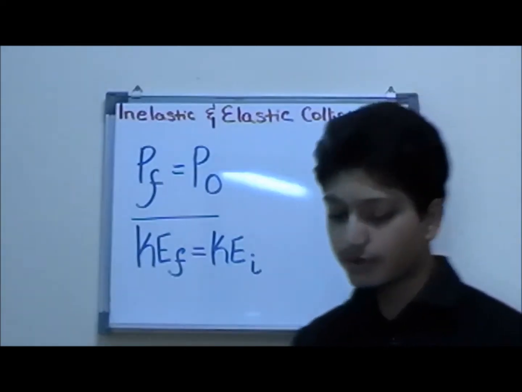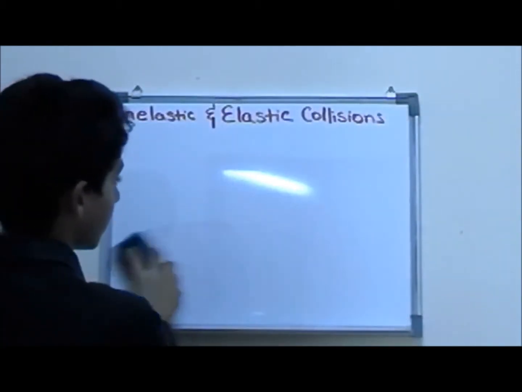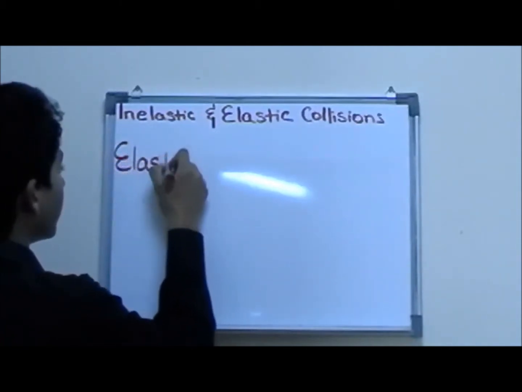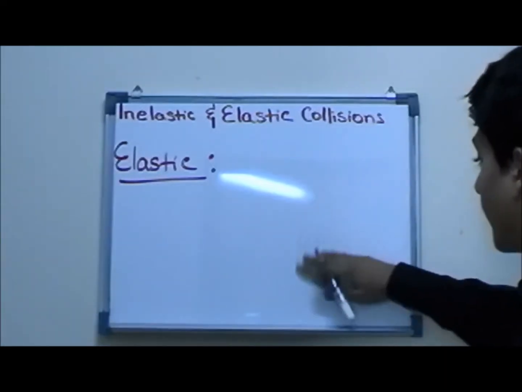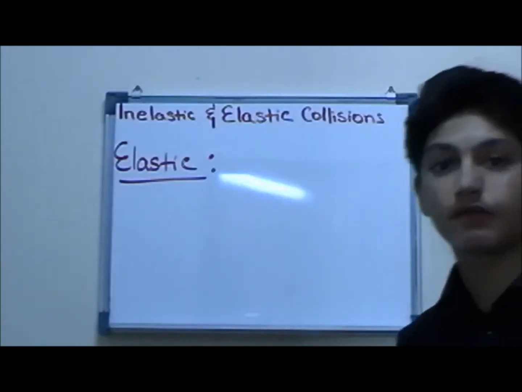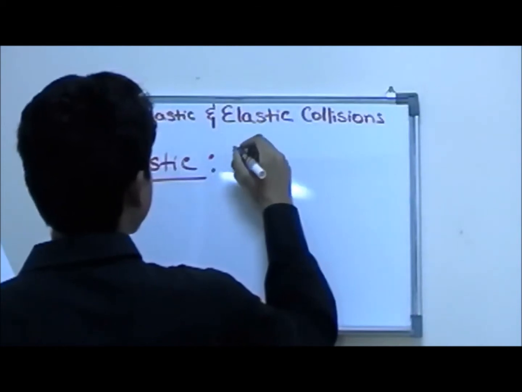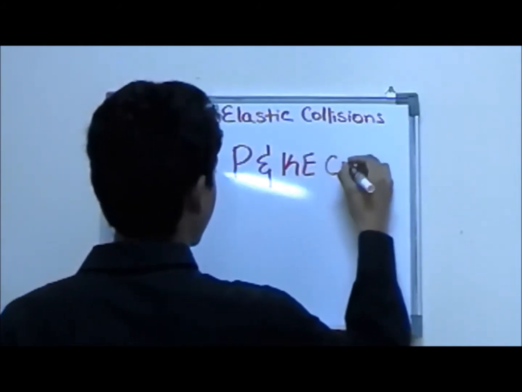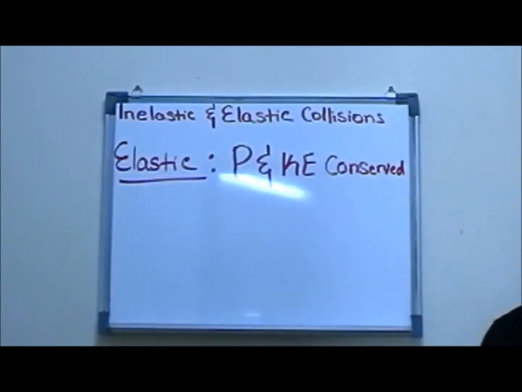So let's begin our topic with elastic collisions. Like I told you before, the momentum or the kinetic energy has to be conserved in this type of collision that we are going to be talking about. In elastic collisions, momentum, which is represented as P, and kinetic energy are both conserved. Conserved means that it's constant. It's not changing its speed.